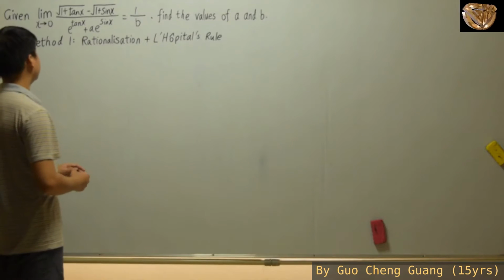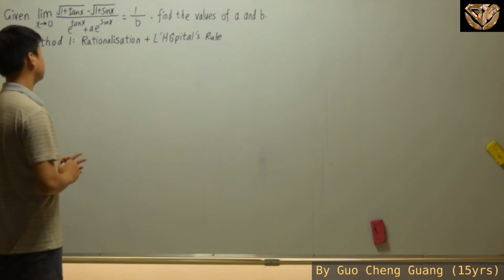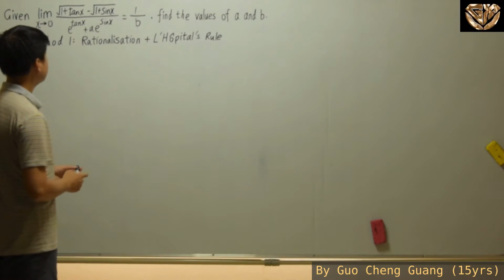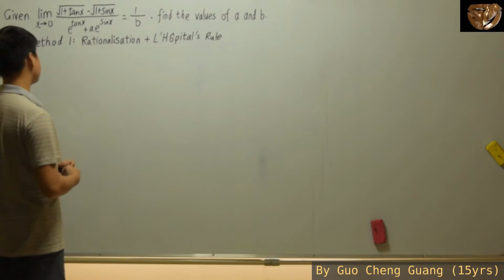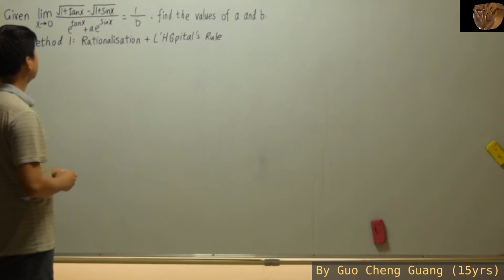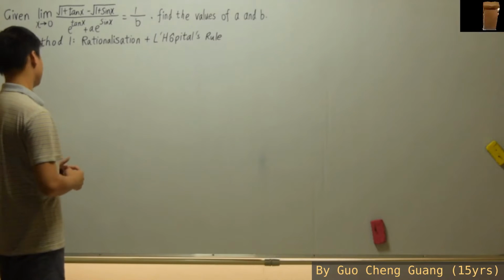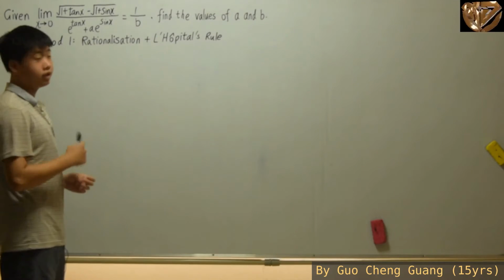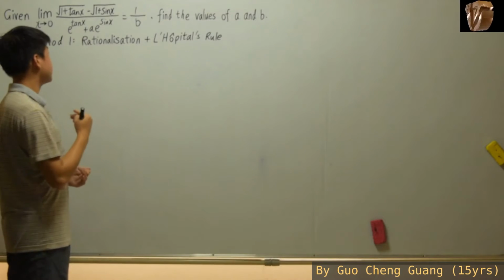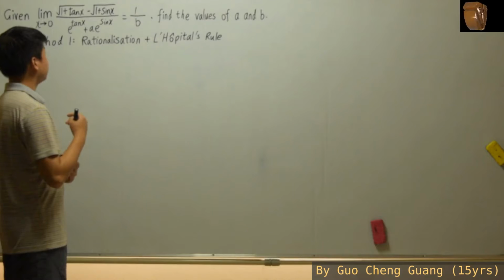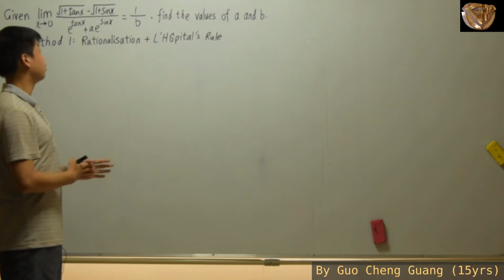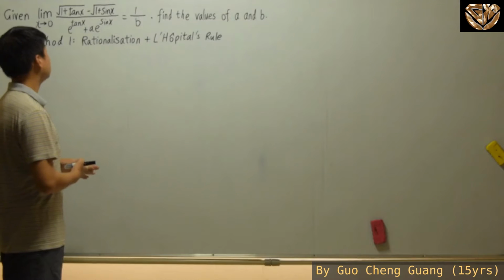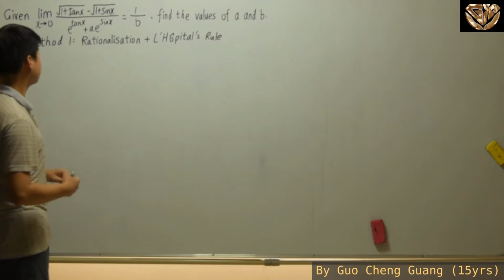Now, if we substitute 0 inside, in the numerator, you'll have 1 minus 1, which is a 0. And in the denominator, you're going to have e to the power of 0 plus a times e to the power of 0, which is just 1 plus a. Then afterwards, it is equal to 1 over b. So, for this part, since you have 0 over 1 plus a, if 1 plus a is not equal to 0, then your final answer is just 0, where b becomes infinity, but that's probably not the case. So let's take a look at what happens after we use the process of rationalization.